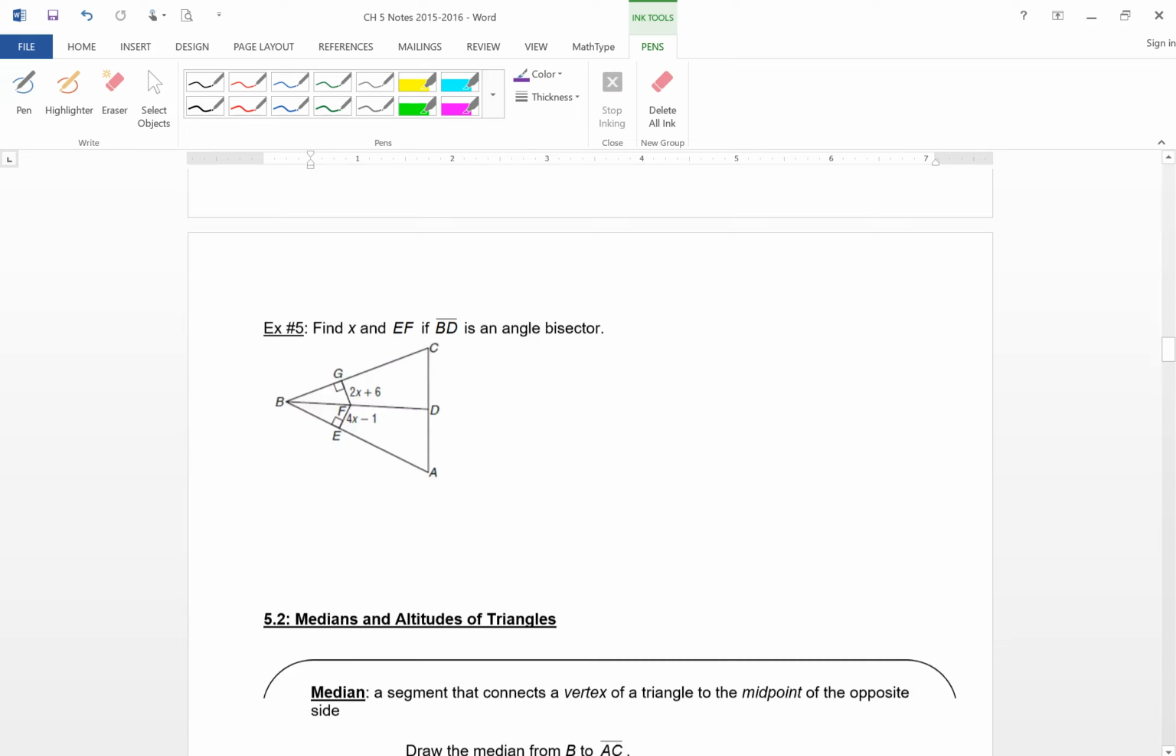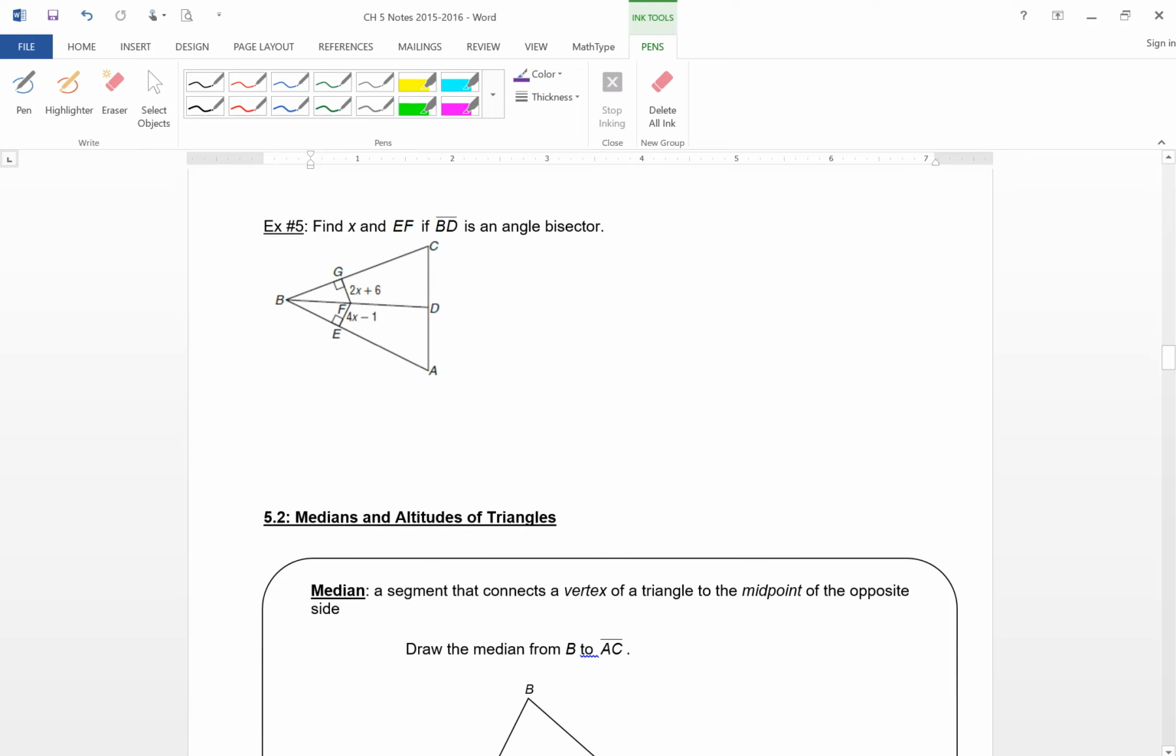Okay, so let's move on to this next problem. We have an angle bisector. So remember, angle bisector says if you have a point on the angle bisector, it's equidistant from the two sides. So those two little portions are equal to each other, meaning 2x plus 6 equals 4x minus 1. So 7 is equal to 2x. X is equal to 7 over 2.